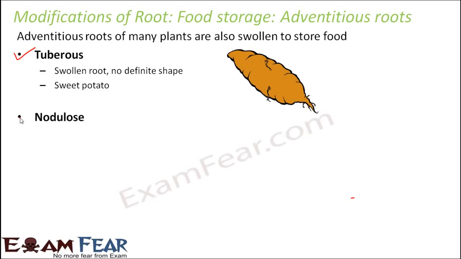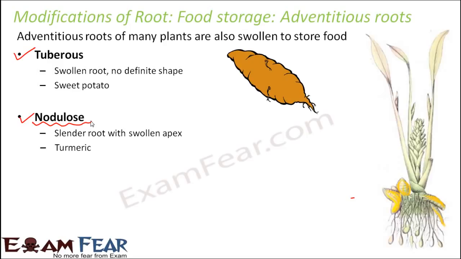Next is nodulose. The word nodulose is derived from the word nodules. So it is a slender root with swollen apex. So the apex is going to be swollen in this case. Example is turmeric. So if you look at these turmeric roots, see, this is the thin root with a swollen apex. So the apex is swollen. So this swollen apex gives the appearance of nodules and that is why these are known as nodulose. So turmeric is a very good example of nodulose.